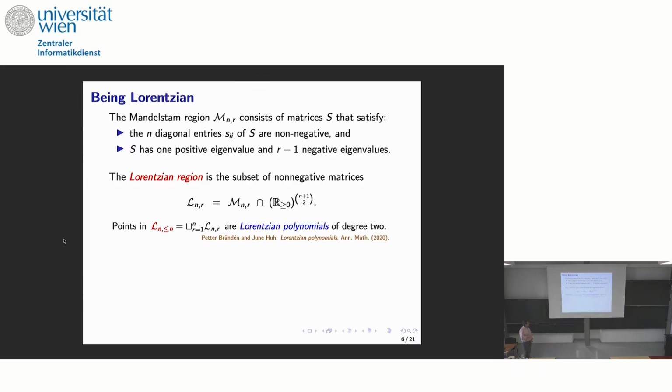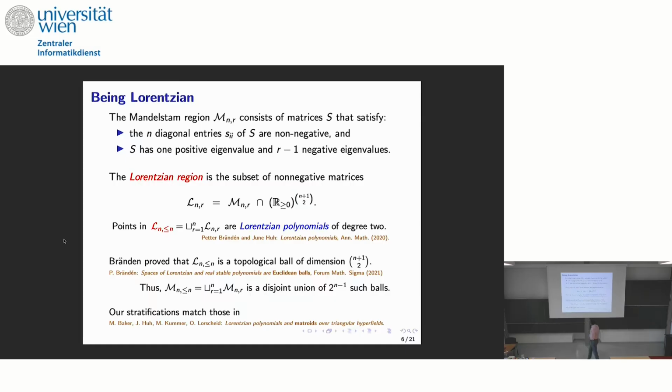If I write less or equal something, then I'm allowing everything. So less or equal R means it could be R or R minus 1 and so on. To be precise, the union of these over R, those are precisely Lorentzian polynomials of degree 2. I'm identifying quadratic forms and square matrices. A square matrix is Lorentzian if it corresponds to a Lorentzian polynomial. If you know what a Lorentzian polynomial is, then this is a remark, and if you don't know, then it's a definition.